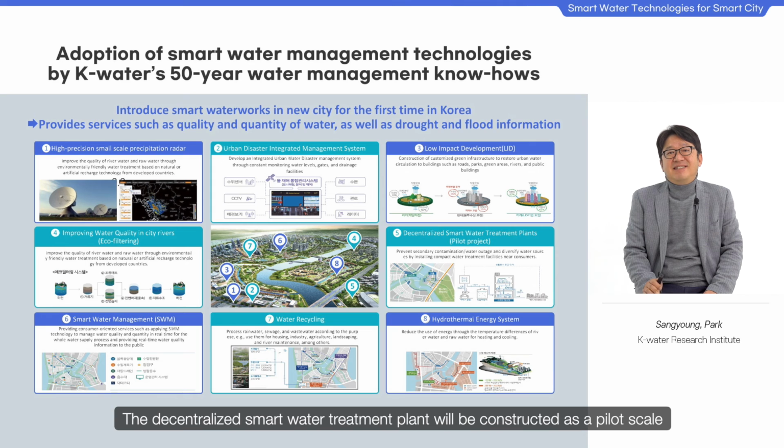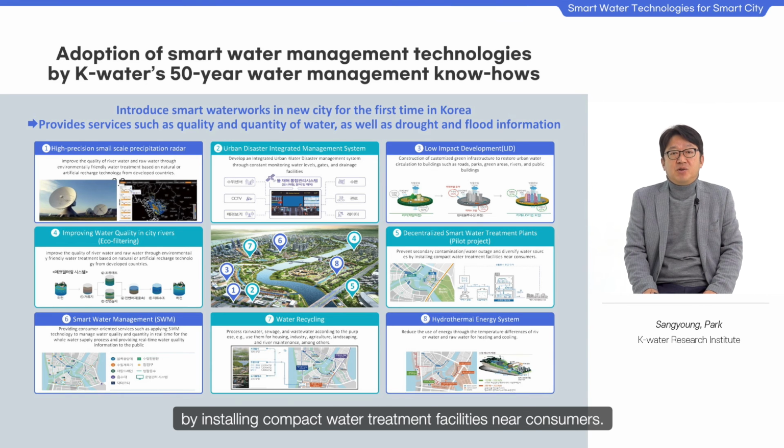And the decentralized smart water treatment plant will be constructed as a pilot scale to prevent secondary contamination and water blockage and diversify water sources by installing compact water treatment facilities near consumers.